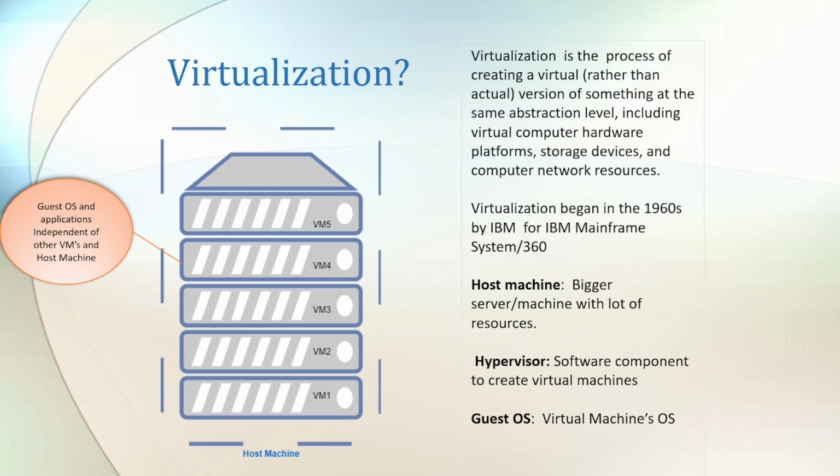For example, your host machine is a bare-bone Linux, and you create VM1 with a Windows machine, and VM2 is a Linux machine. VM1 and VM2 are not dependent, they are independent, and VM3 is another version of Linux. So that's how virtualization works.